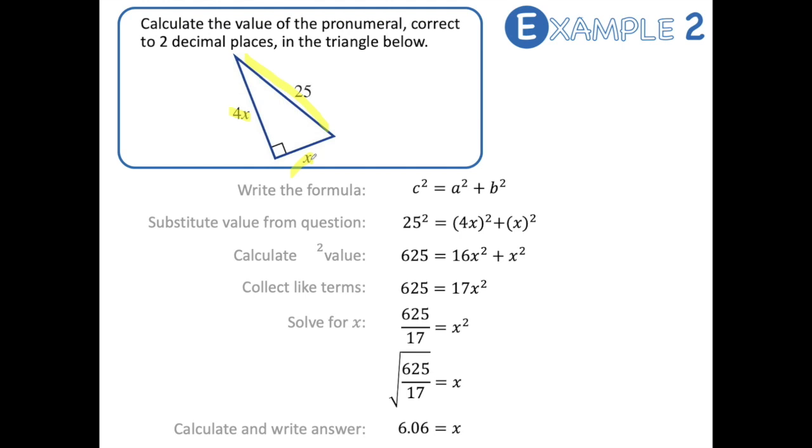So there are a couple of examples of how we can solve a problem involving Pythagoras' theorem to work out an unknown variable that is provided to us.